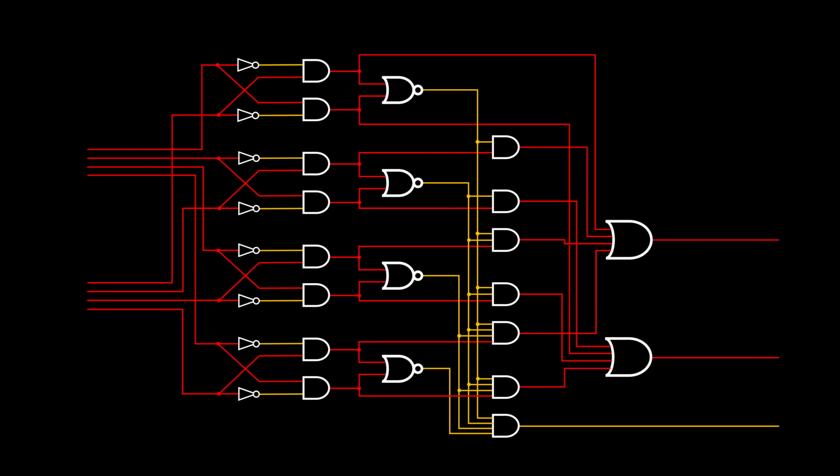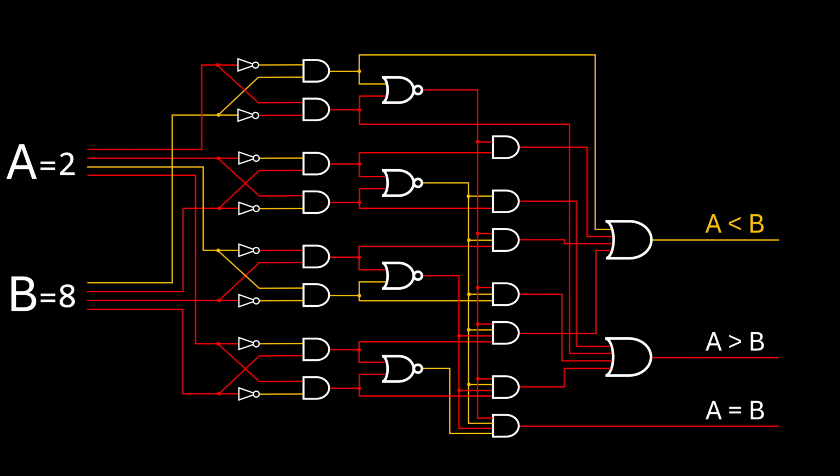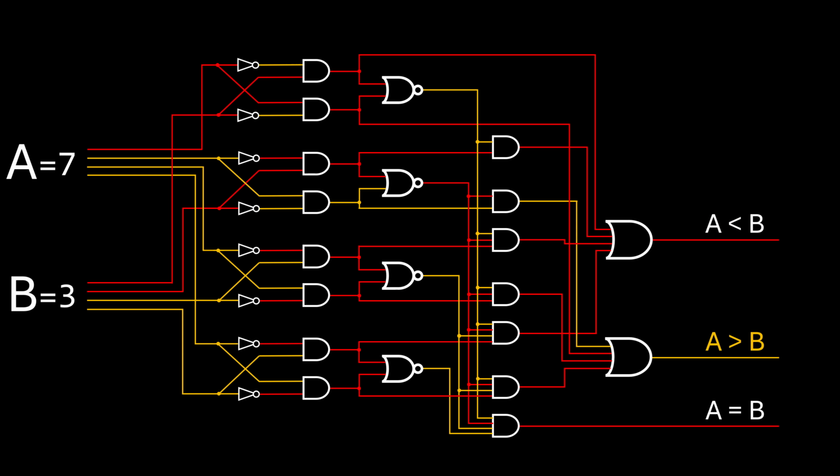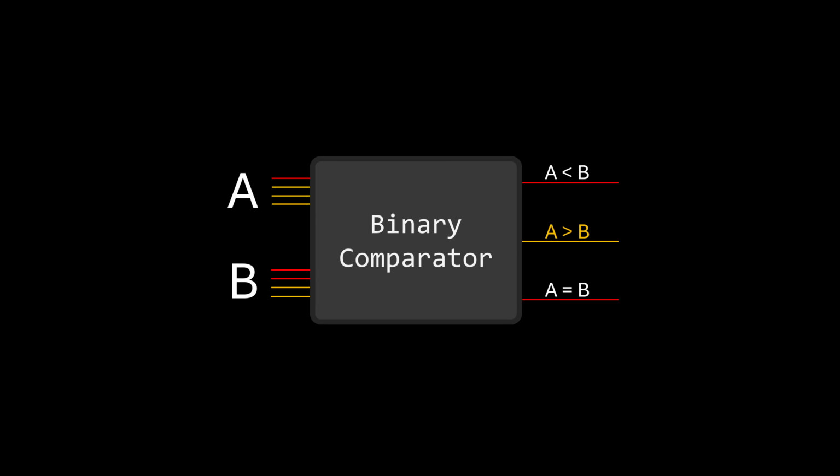If you're new to this channel, don't let this circuit intimidate you. It's just a combination of logic gates arranged to produce a specific result based on its inputs. In this case, the comparator receives two binary numbers, A and B, and produces three outputs. Only one of these outputs is active at a time, depending on the inputs. One output activates if A equals B, another if A is less than B, and another if A is greater than B. We'll abstract this logic into a simple component called a binary comparator.